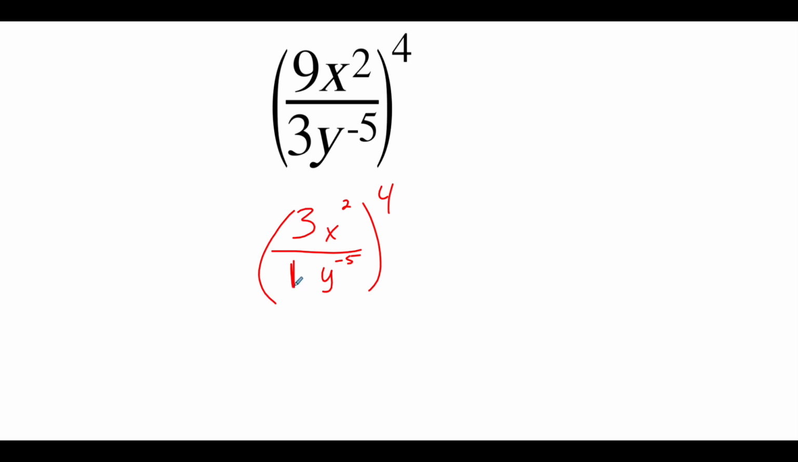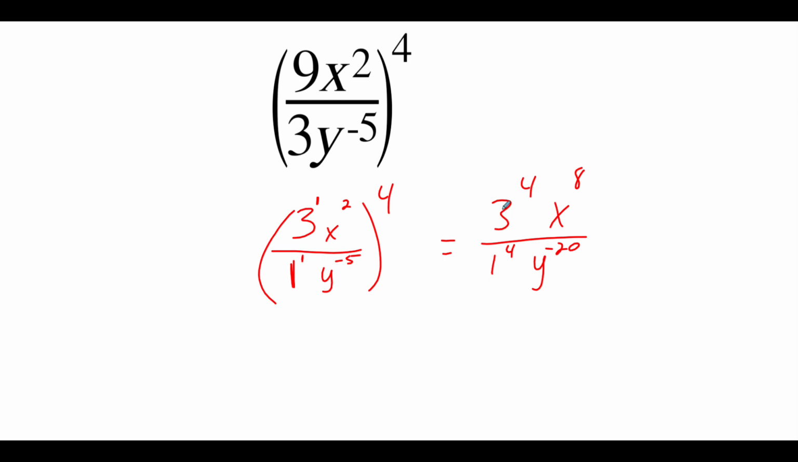We want to look at the powers on these things individually, so we have that 3 being raised to a 1st power since there's nothing on it. That x is being raised to the 2nd power. This 1, there's no power on it, so it's to the 1st power, and y to the negative 5th power. Now, with all of those exponents, we want to multiply by this 4 on the outside. So with that 3, the 1 times the 4, we get 3 to the 4th power. The x, 2 times the 4, we get x to the 8th power. On bottom, 1 times 4 is 1 to the 4th power. And with the y to the negative 5th, negative 5 times 4 is negative 20.